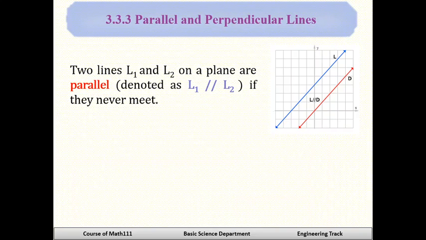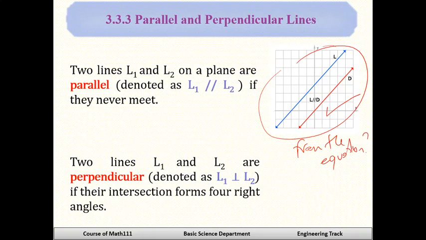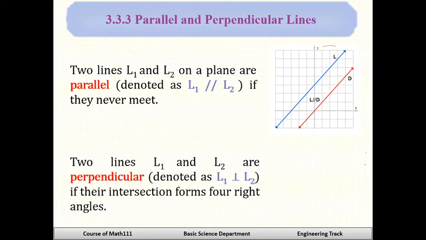Now, what's the criteria? How can we tell? From the graph, it's easier to tell if two lines are parallel or not. How can we tell from the equation? And this is what we will deal with. So from the graph, it's easy, but from the equation, how to understand they're parallel? We will see that in a minute.